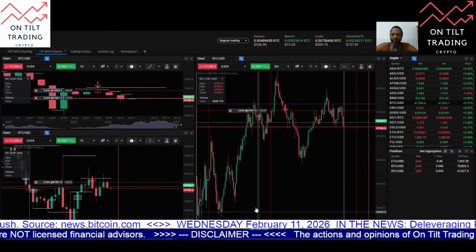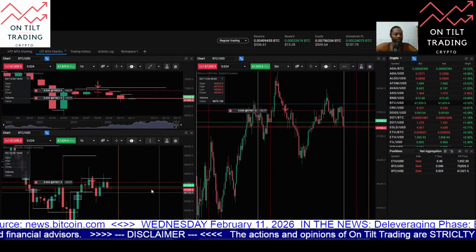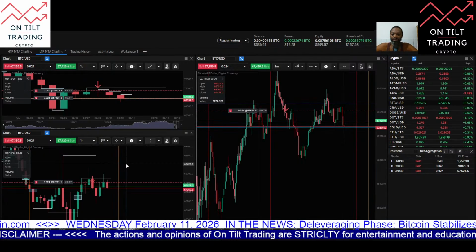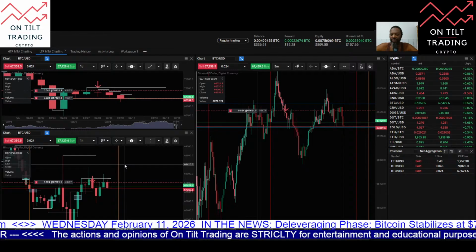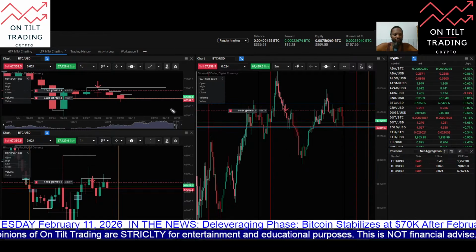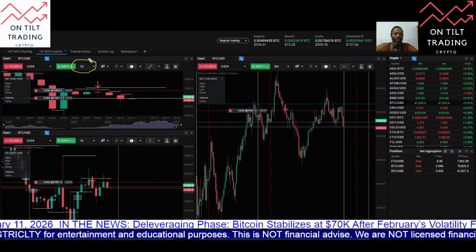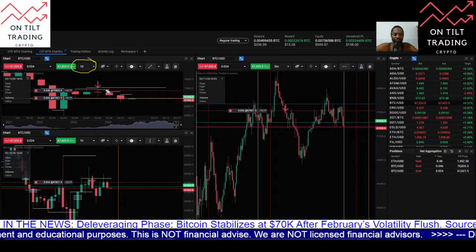I am currently short in Bitcoin and in Ethereum. I'll walk you through what I have trading top down. First, starting here in Bitcoin, currently in two positions, one a swing position, the other is an intraday position.